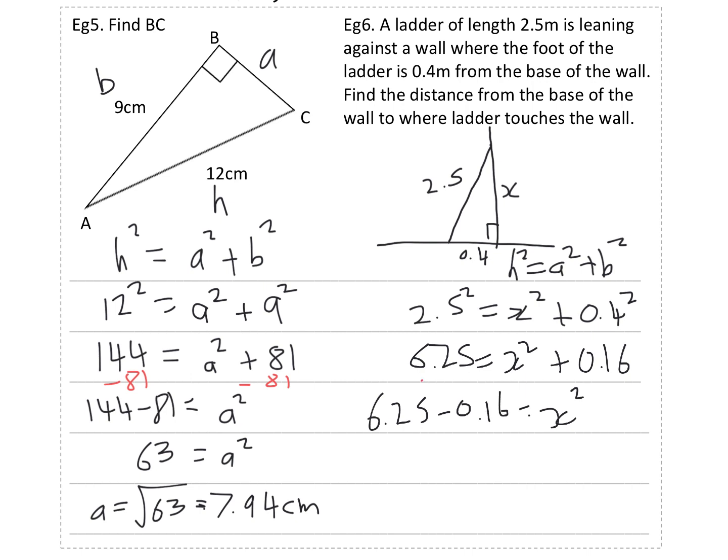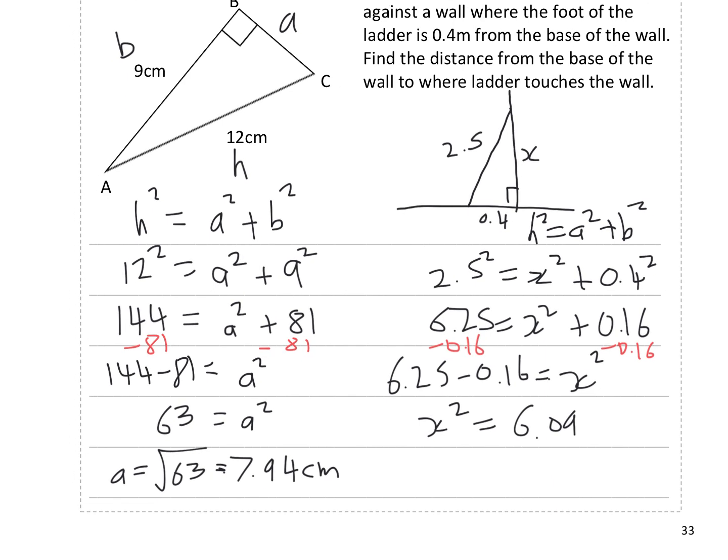So what we're doing there is actually taking 0.16 from both sides like an equation, because it is an equation. And that gives us 6.09. So x squared equals 6.09. And then x would be the square root of that. That gives you 2.47. And this question was in meters, so 2.47 meters.